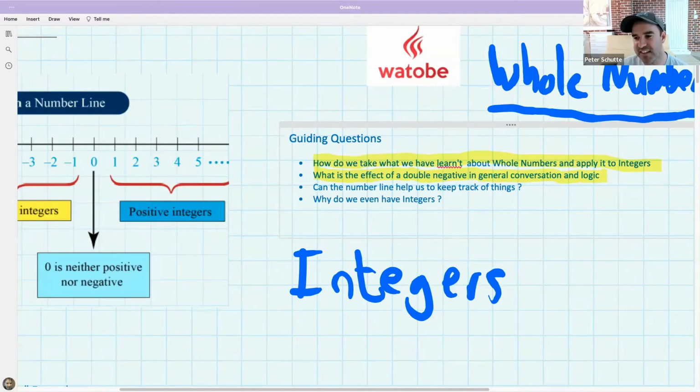That's an idea that's going to come later in the lesson. I'm not sure if I confused you or made you more interested, but this idea of not something is going to come up quite a lot in integers. The main thing to realize is two negatives cancel each other out. Then the other thing I want to bring up is, can the number line help us to keep track of things? And then the other question is, why do we even have integers?